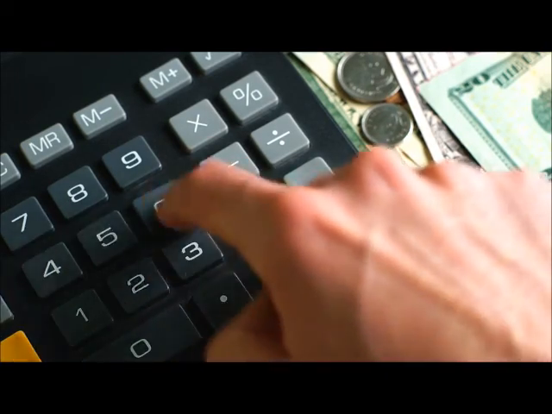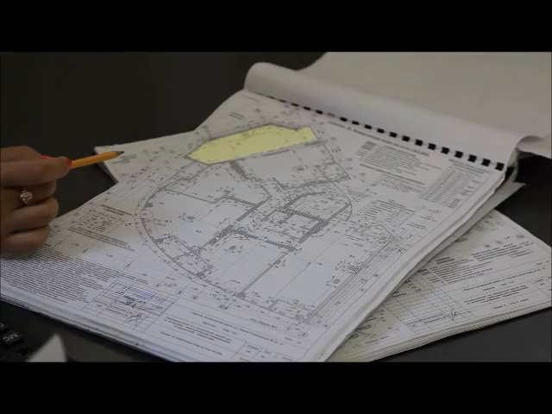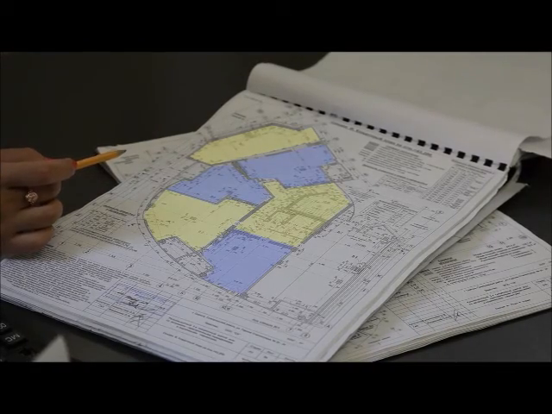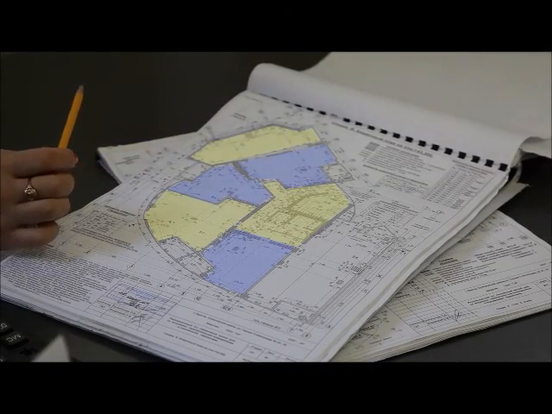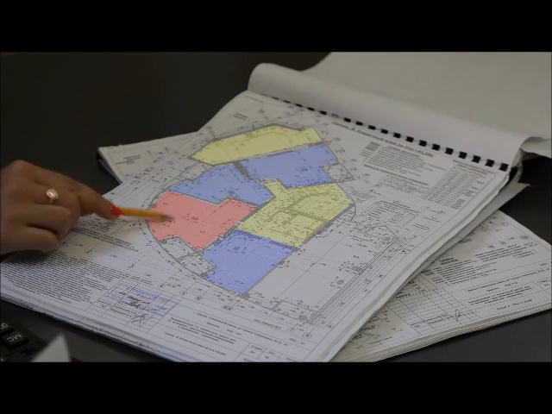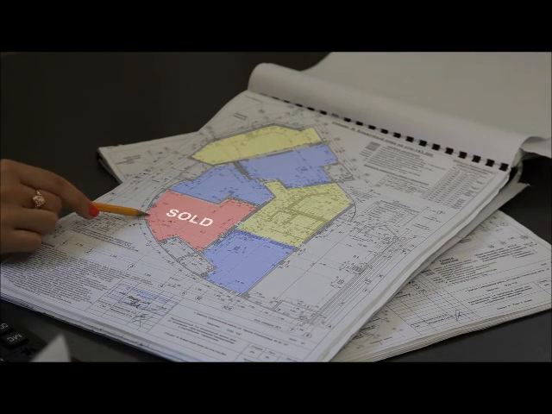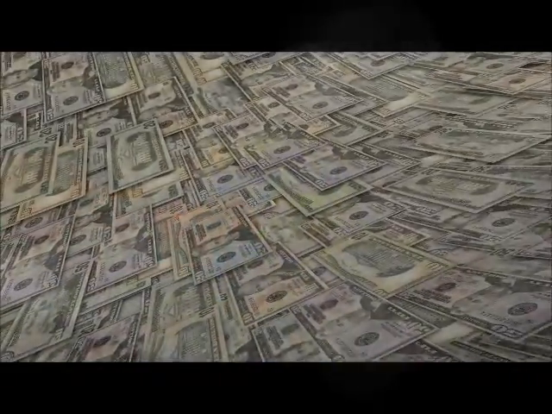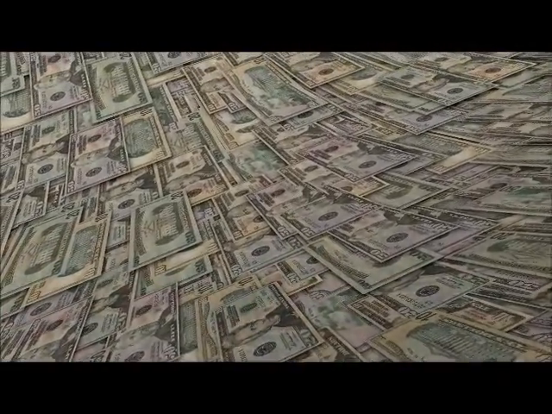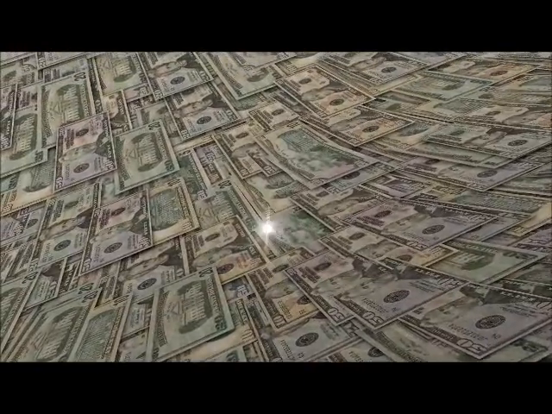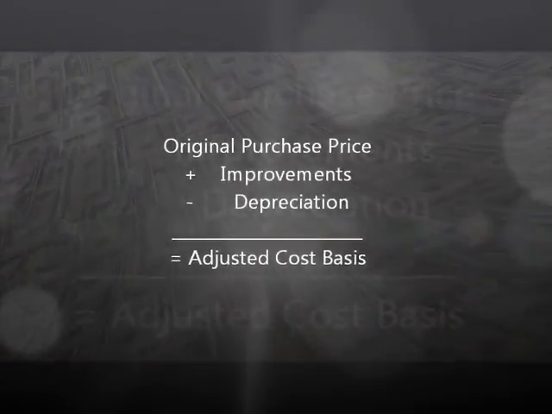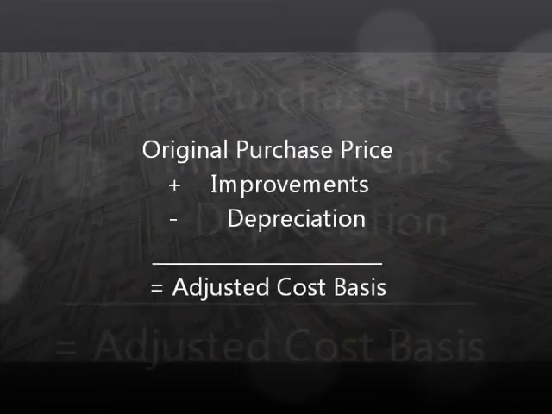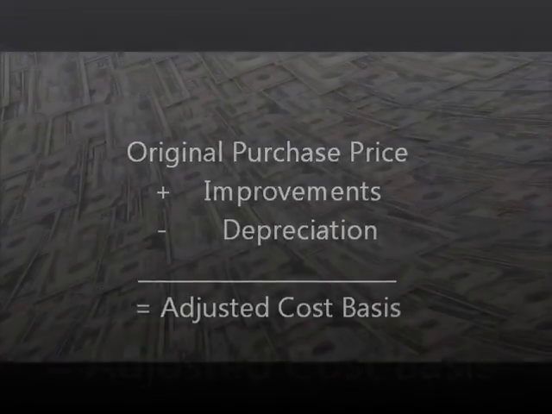For instance, if you've done any improvements to the property, that amount should be added. And likewise, if you deducted any depreciation while you've owned the property, that will be subtracted. Therefore, let's determine your cost basis and gain this way. Let's find our final cost basis or adjusted basis. That'll be our original purchase price, plus any improvements, and then less any depreciation. That gives us our final adjusted basis.